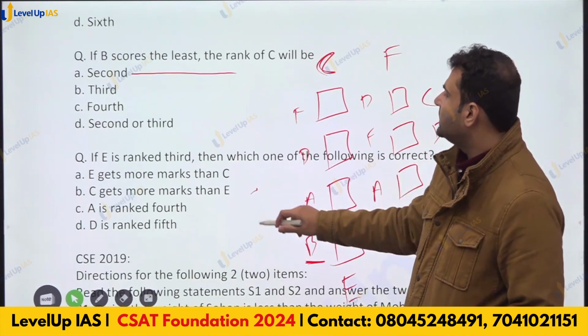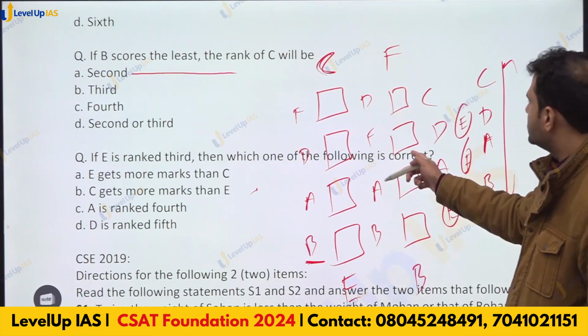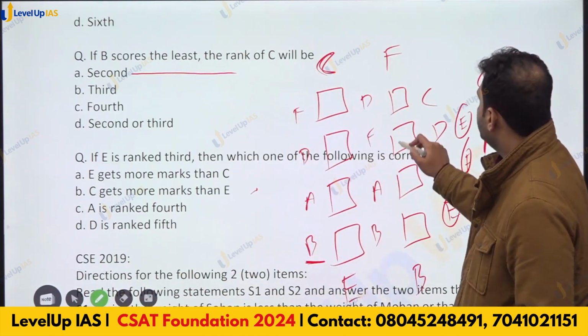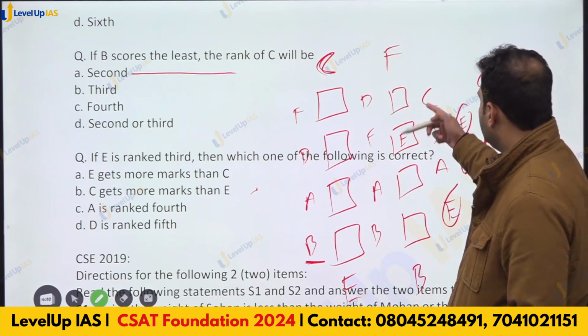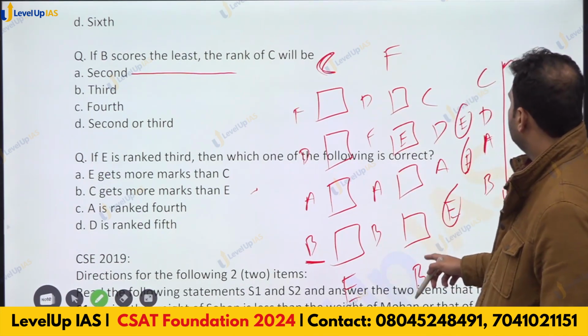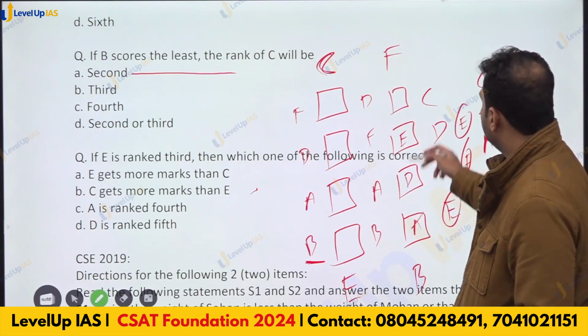Third question, if E is ranked third, then which of the following is correct? If E is ranked third, it means it is this case. So C can be here, C can be here. D, A, B have to be below C. No? So this has to be D, A, B and then C.